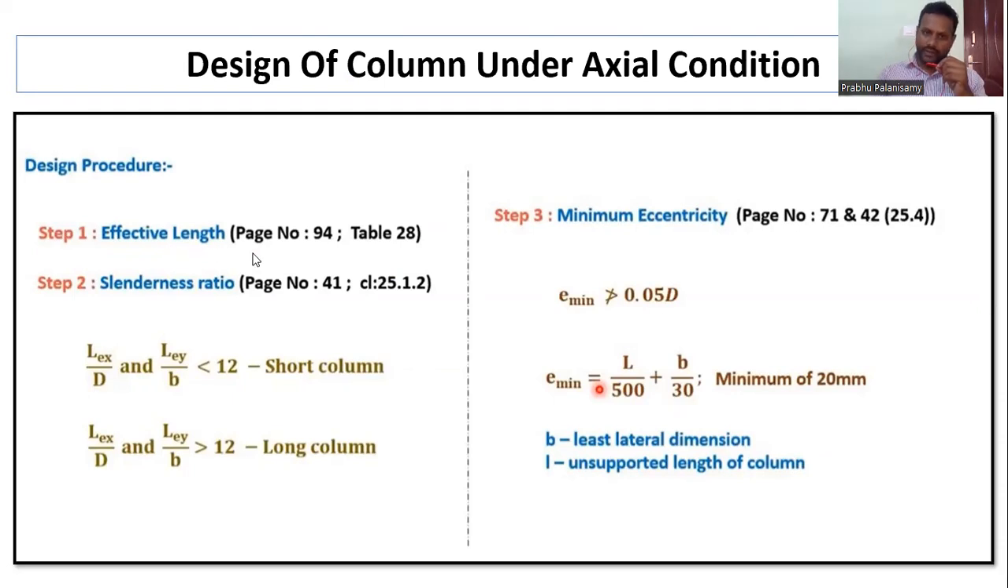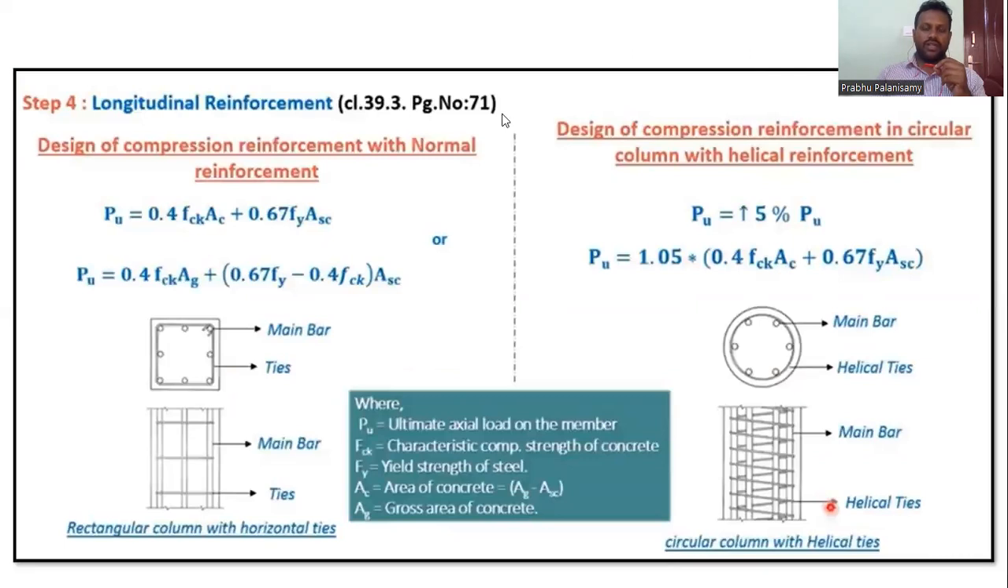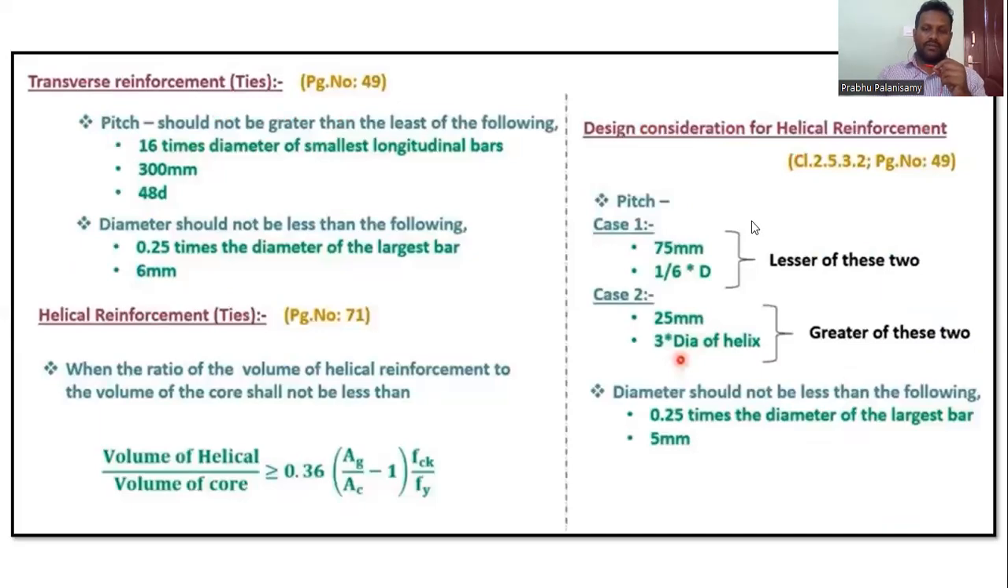First we have to identify the effective length, which is on page number 28. The slenderness ratio we already know helps identify a short or long column, and the minimum eccentricity can also be identified. Based on that, from clause 39.3 on page number 71, you can use Pu equals 0.4 fck Ac plus 0.67 fy Asc, based on which you can identify the reinforcement detail. About 1.5% extra may be needed when the column is a circular section. And these are some of the spacings given in the code for a column, which can be referred to.